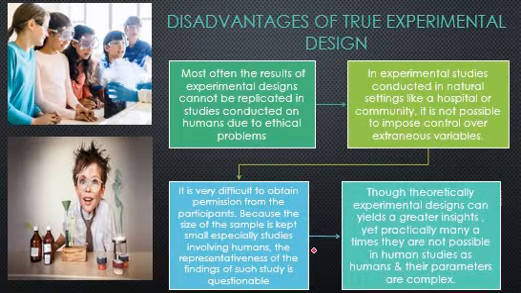It is very difficult to obtain permission from the participants because the size of the sample is kept small, especially in studies involving humans. The representativeness of the findings of such a study is questionable. Though theoretically experimental design can yield a greater insight, practically many times it is not possible in human studies as humans and their parameters are complex in nature.